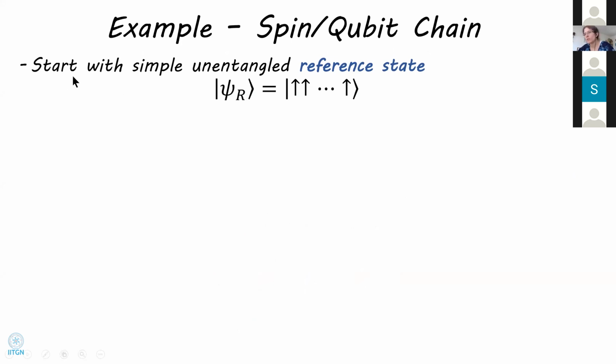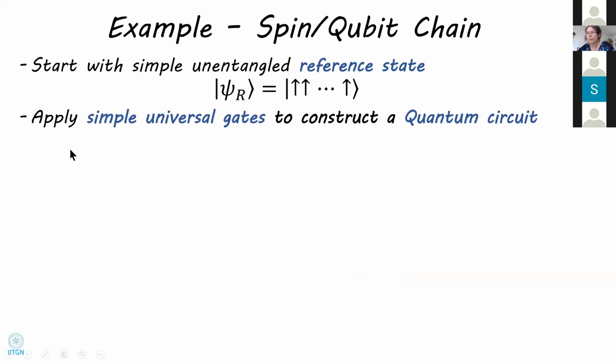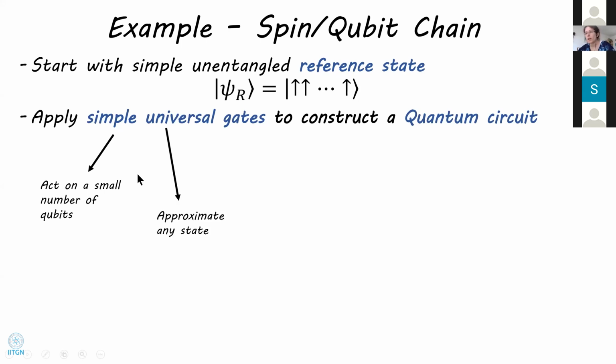And the idea here is to start with a simple unentangled reference state, for example, a state where all the spins are pointing up in a chain of m spins, and start applying simple universal gates to construct a quantum circuit. So simple means gates that act on a small number of qubits, 1 or 2, but in any event, a number smaller than the size of the chain.